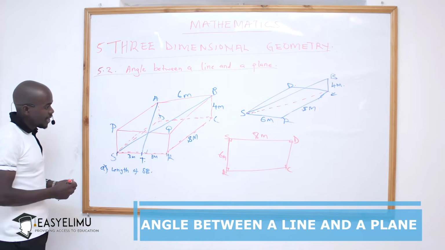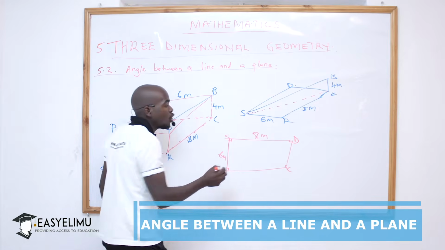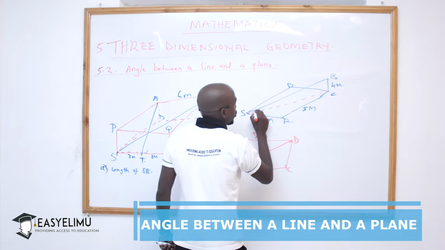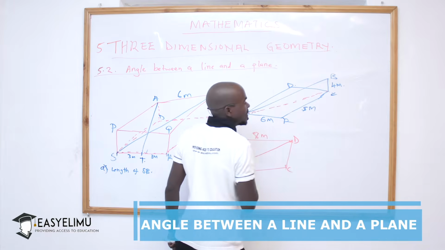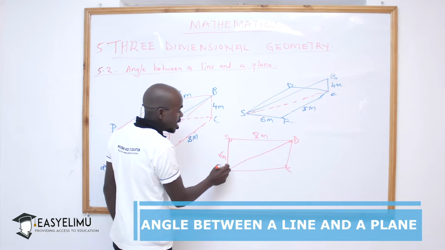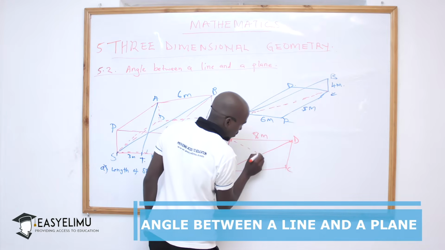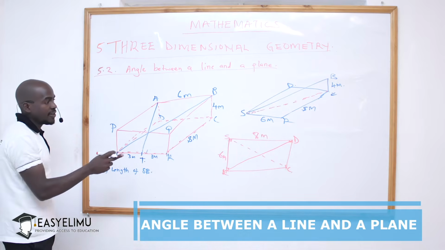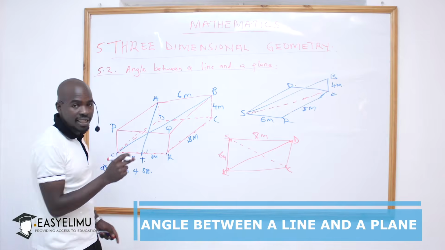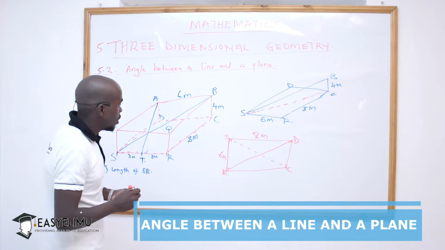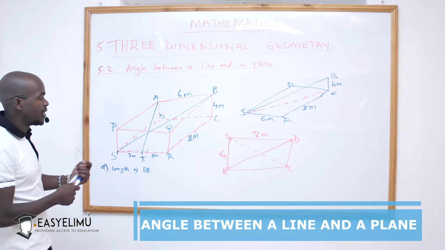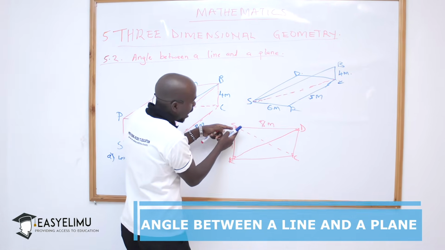So, what I require here, firstly, I need the diagonal of this rectangle. That is the line I'm talking about here, the line SC. So, I need either SC or RD. They are all equal. That is the line which I need here. And we know what? This is a right angle.